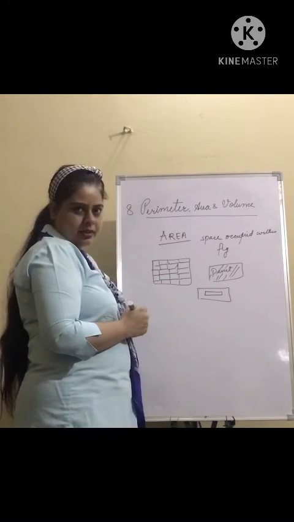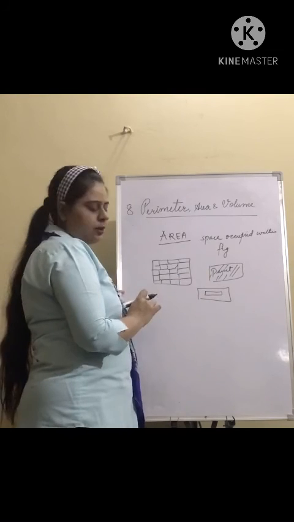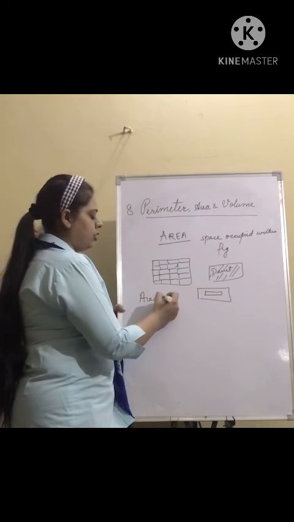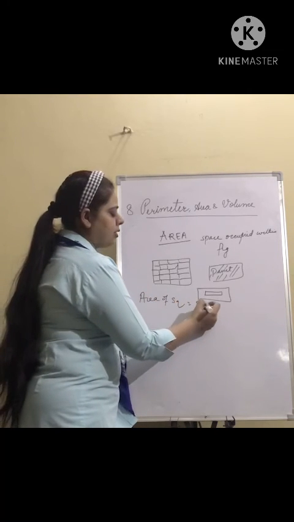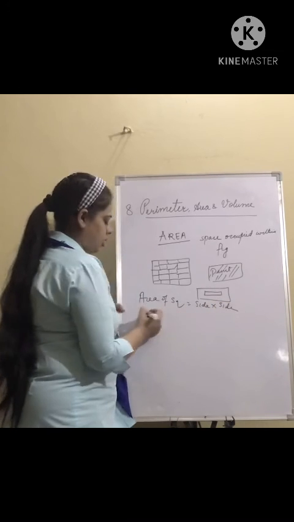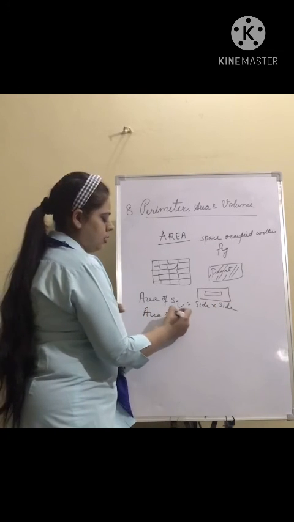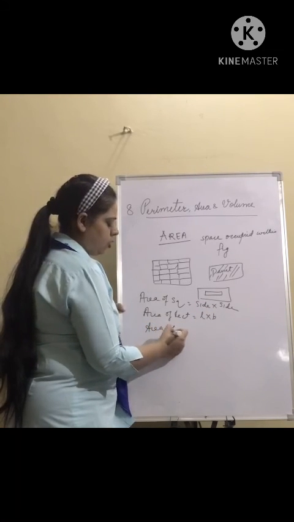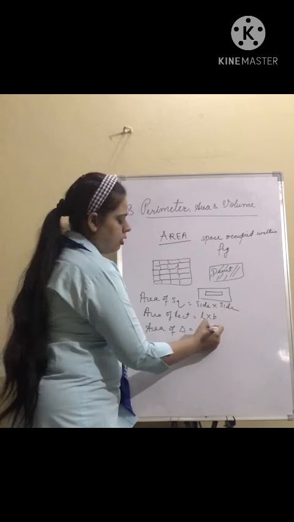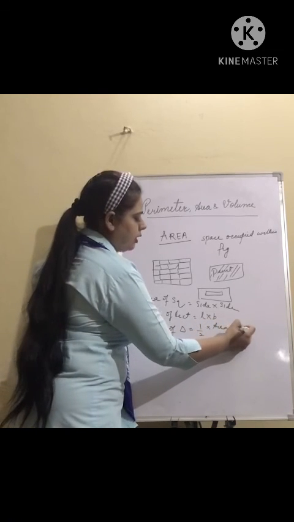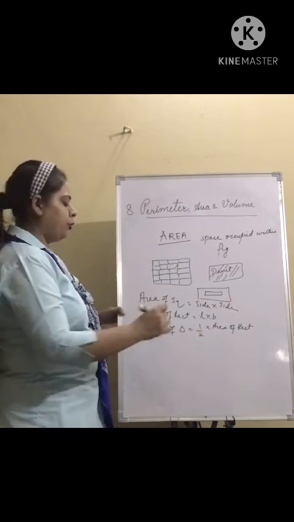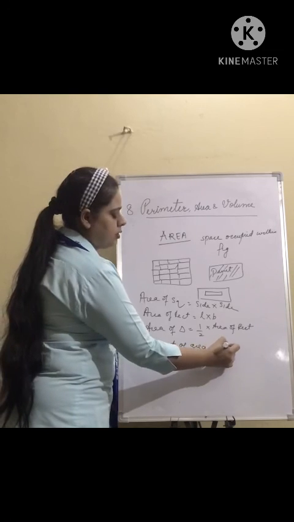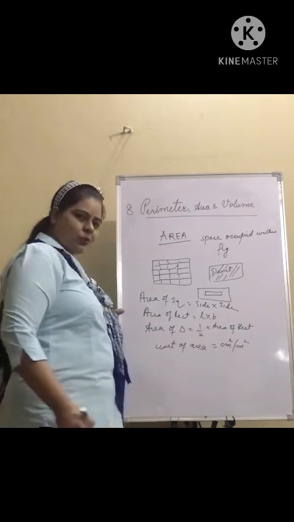Just so, we have studied this area and these are the examples of area. And one more thing, we have discussed all three formulas of area: area of square, side multiplied by side; area of rectangle, length into breadth; and area of triangle, half into area of rectangle. And one more thing, that the unit of area is centimeter square or meter square. Clear?